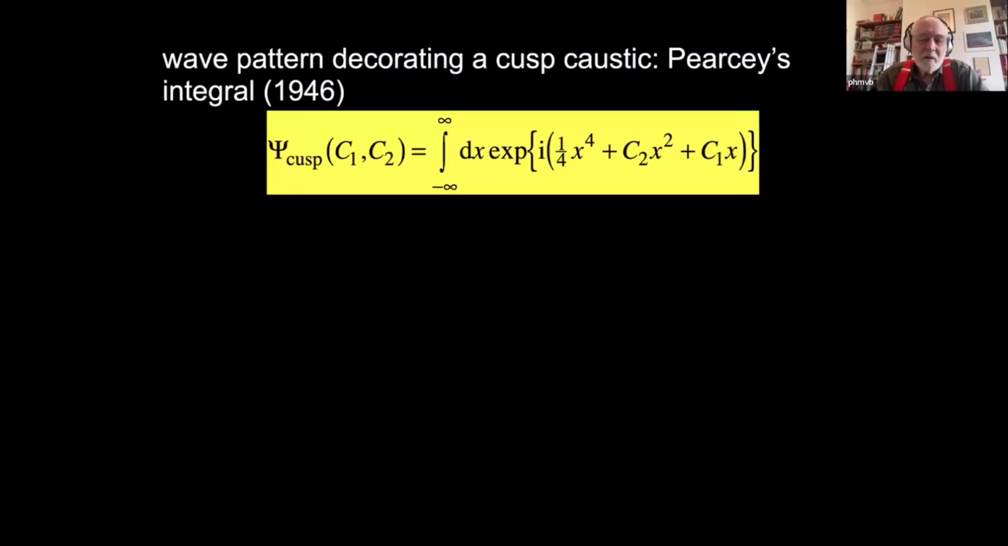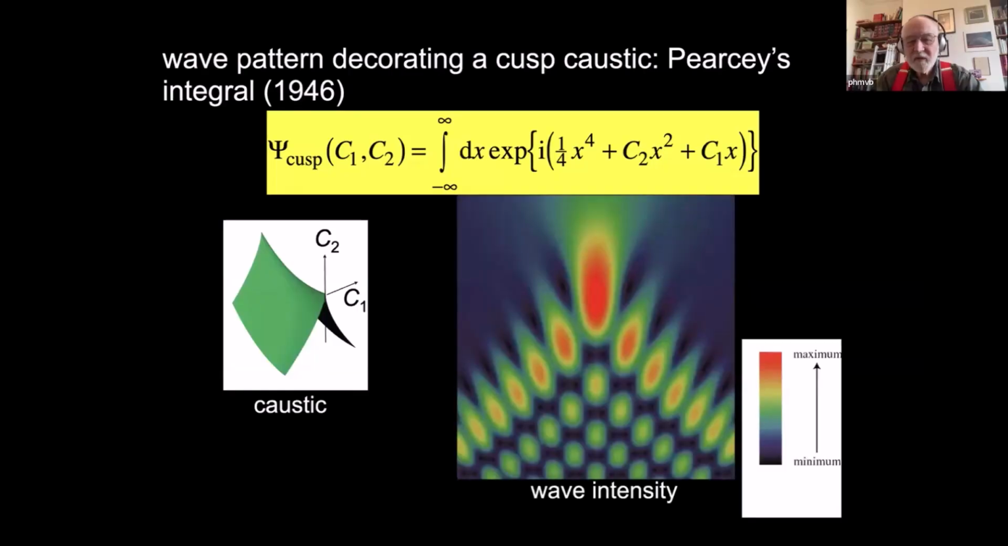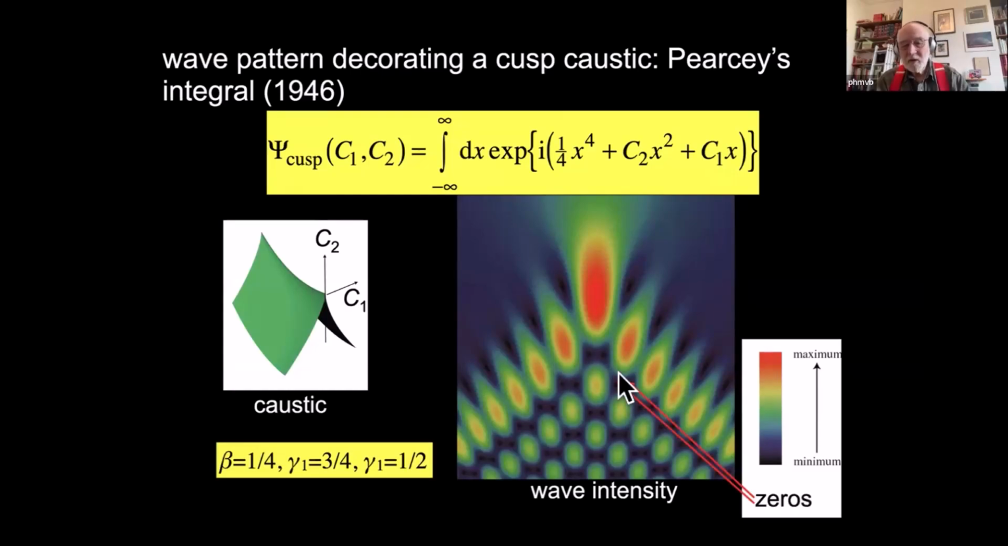Well, let's look at the cusp just very, very briefly. Now you have two parameters, and here they are. Here's the geometrical cusp, and here's this fine intensity structure. In particular, there are zeros, which we will discuss in a little while.